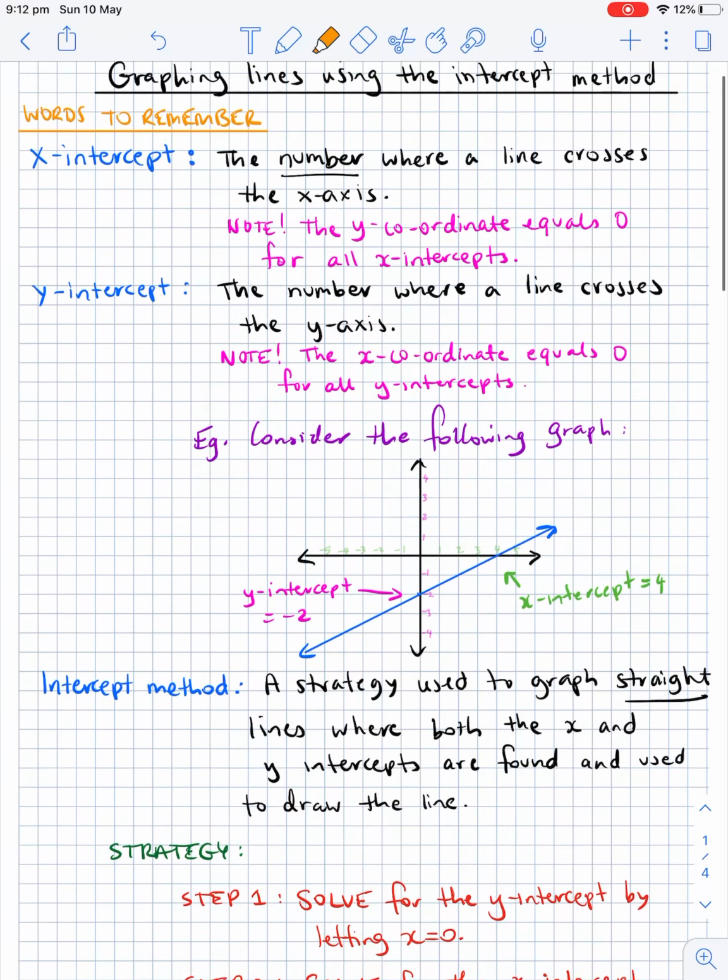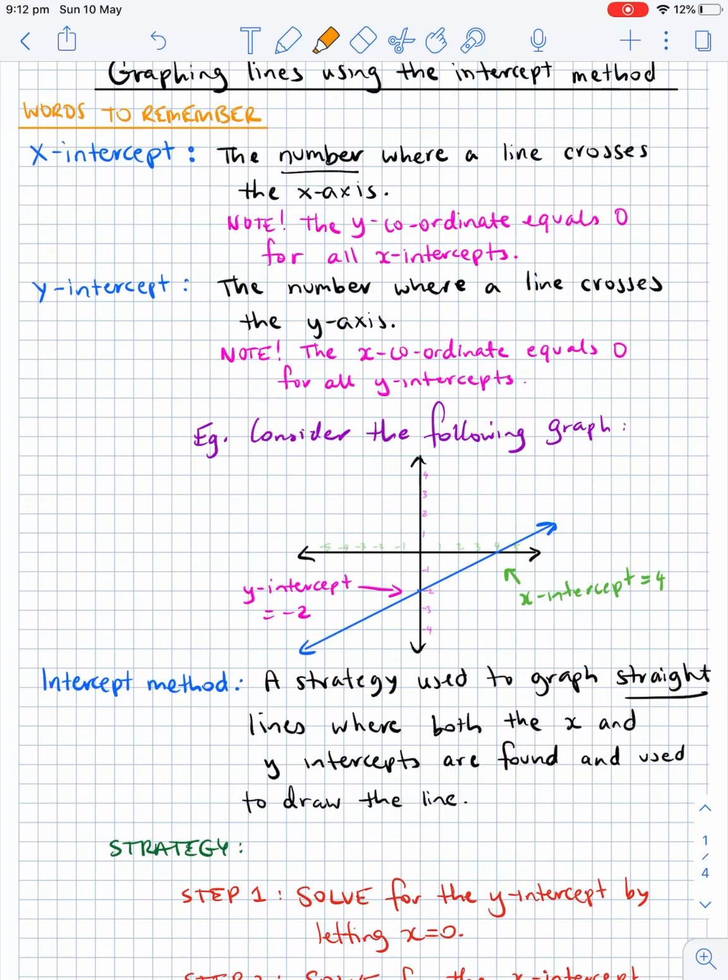Okay, so consider the following graph. We can see that the blue line hits the x-axis here. It hits it at 4. This is where it connects. So therefore, the x-intercept equals 4. And for the y-intercept, where does the blue line hit the y-axis here? It hits it at -2.